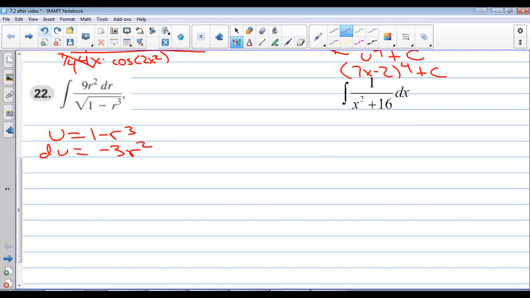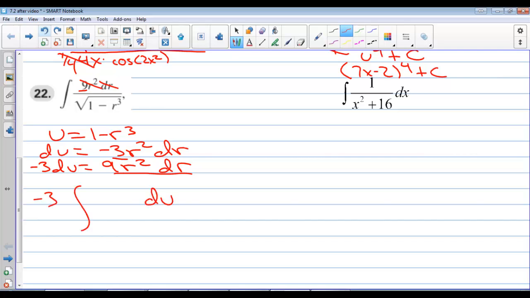So I have a function and a multiple of its derivative in the problem. The fact that this is 9 and this is negative 3, no problem. Negative 3 du is equal to 9r squared dr. Just multiply both sides by negative 3. Now I have exactly what I need in the problem. The 9r squared dr, that right there, becomes negative 3 du.